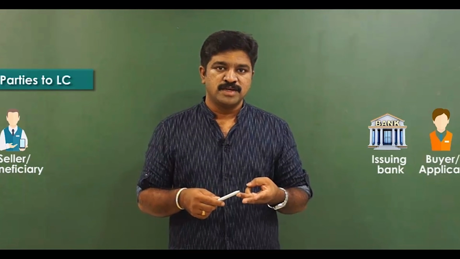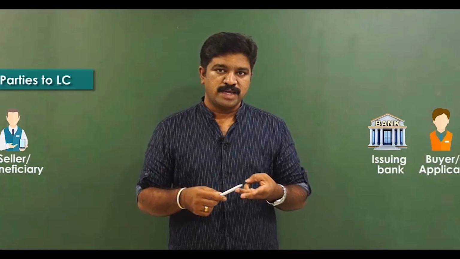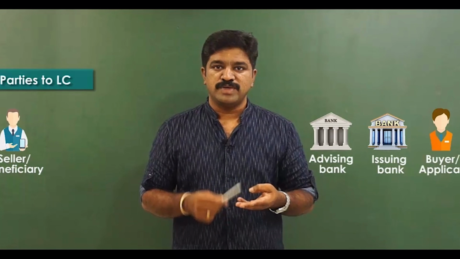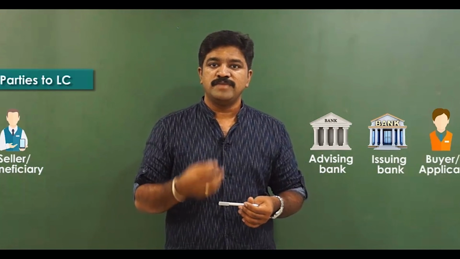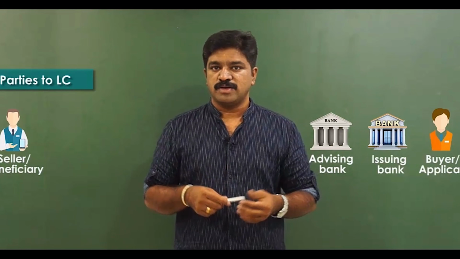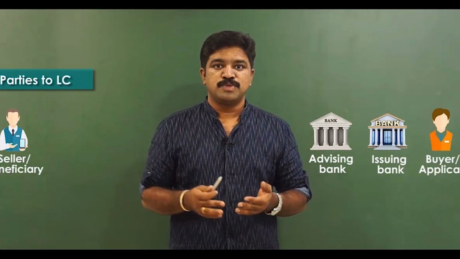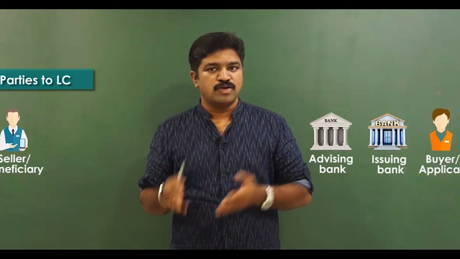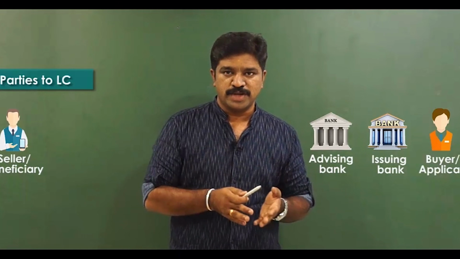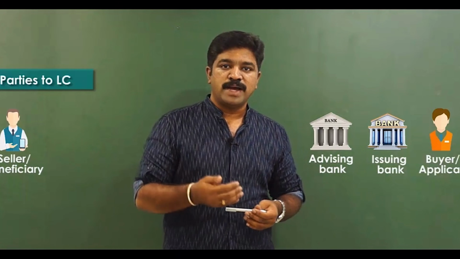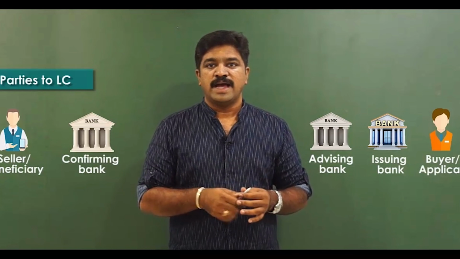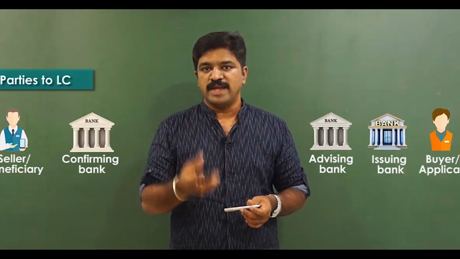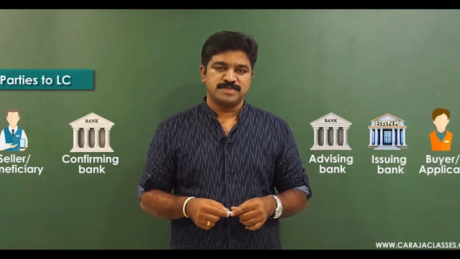It will be routed through another bank in the seller's place. We call that bank the advising bank. And sometimes the seller may be in a dominating position, or the seller may not believe the LC issued by the issuing bank of the buyer. The seller may stipulate a condition saying that the LC has to be confirmed by a bank in his location. So another bank may also come into the picture. We call that bank the confirming bank, and it's through these banks the entire LC process revolves.